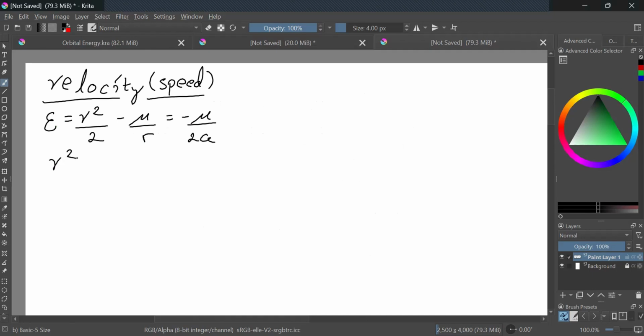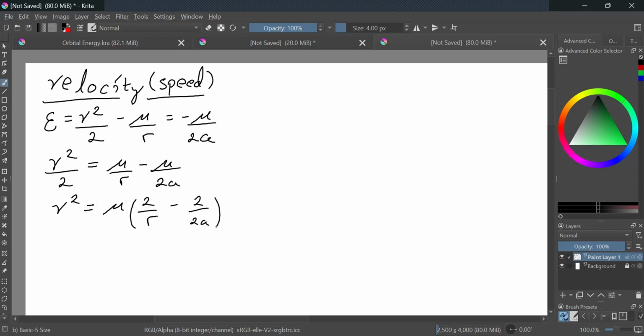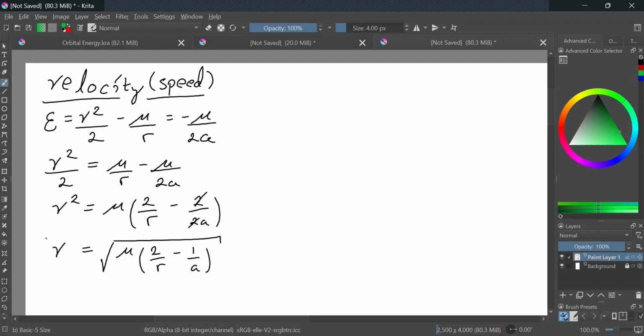So we have v squared by 2. And if we add mu by r to both sides, then we get rid of it on the left-hand side and add it to the right-hand side. That's what we want. I'm going to move the mu outside at the same time that I do this. So v squared by 2 equals mu times 2 over r minus 2 over 2a. The 2's will cancel. I'll write that down here. V squared, no, not V squared, just V. V is equal to the square root of mu times 2 over r minus 1 over a. And that really is that simple. There's our velocity.